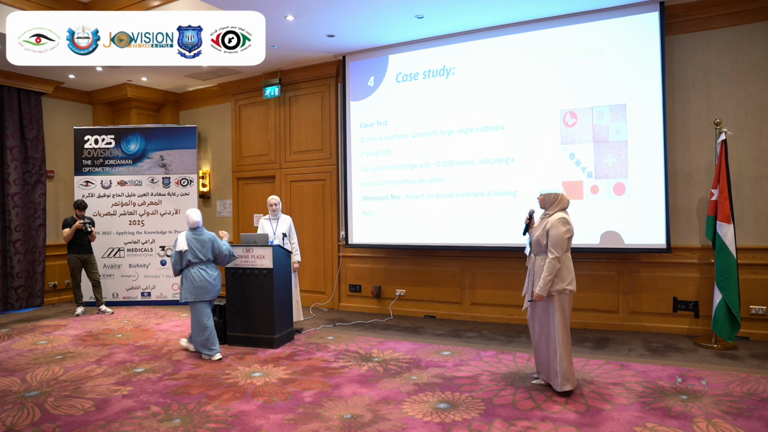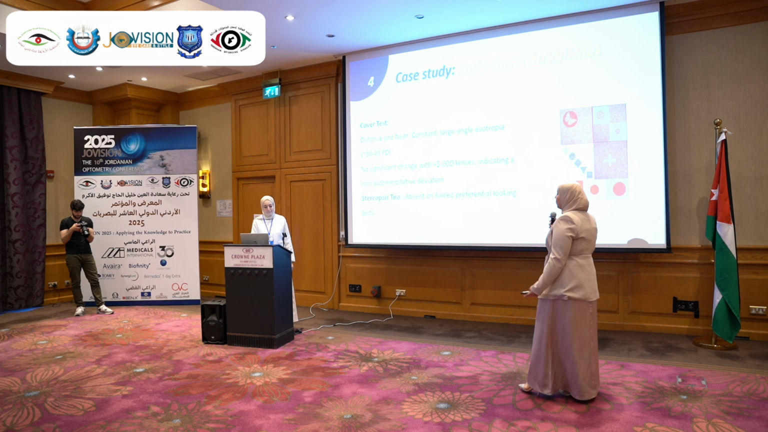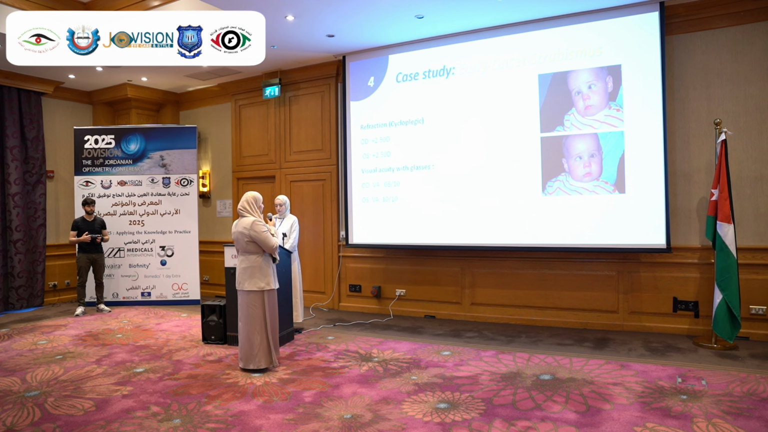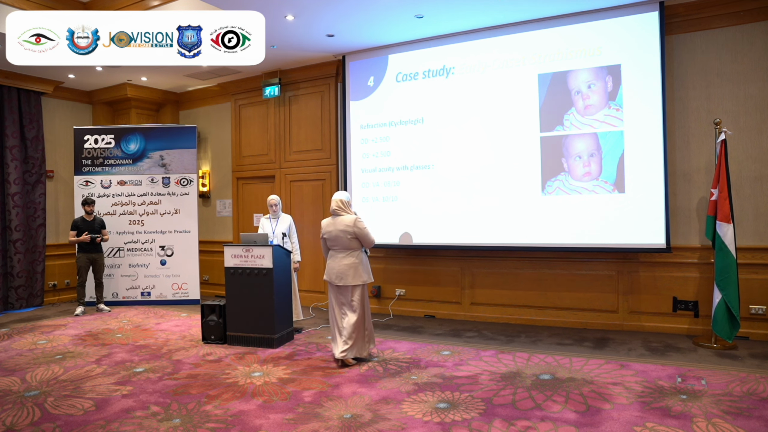We pass now to thinking about the neurological health. We're doing a stereoscopic test. Can you please zoom back? And we found absence of forced preferential looking test, which compromises binocular vision. We do cycloplegic refraction, and we found plus 2.5 in both eyes, with visual acuity in the right eye 0.8 and the left eye 0.1. As we see, we have functional amblyopia.